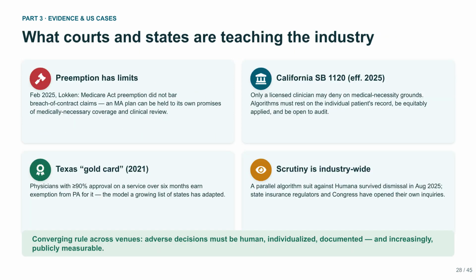The legal environment is shifting. Courts are reinforcing that breach of contract claims exist alongside Medicare rules, and states like California and Texas are mandating human-first reviews and transparency. The rule is becoming clear. Models can inform, but humans must decide and document.